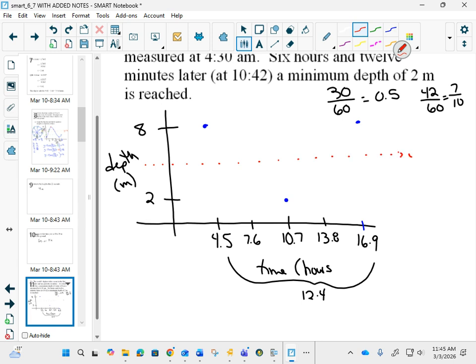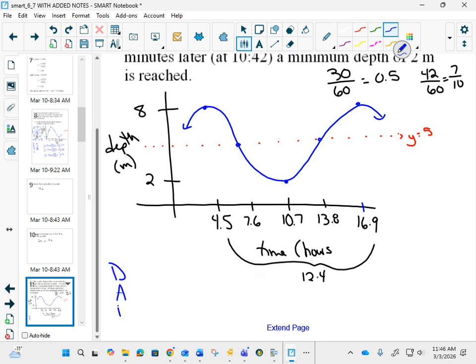Draw your sinusoidal axes. It's going to be at 5. And we would have a point here and here. And we have enough information to draw our graph. Can we undo that? Absolutely.